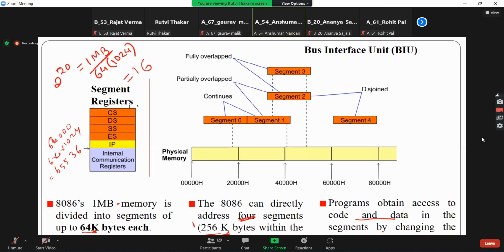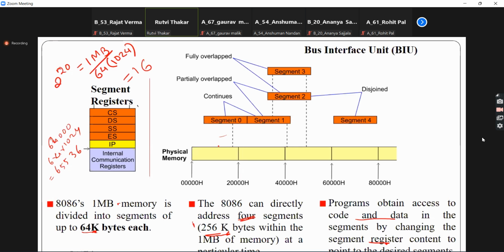Ma'am, can you explain the top diagram once again? Yeah, this one? So I told you that the address of 8086 is 16 bits. Okay, so here the addresses are mentioned.